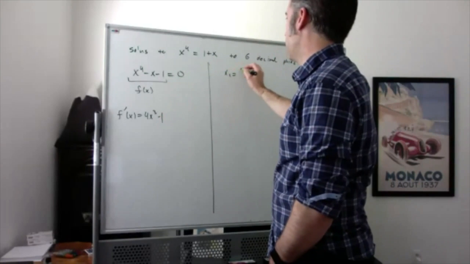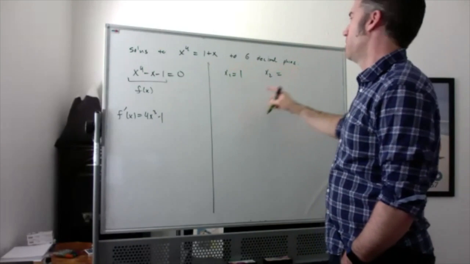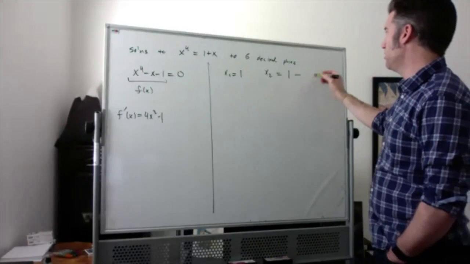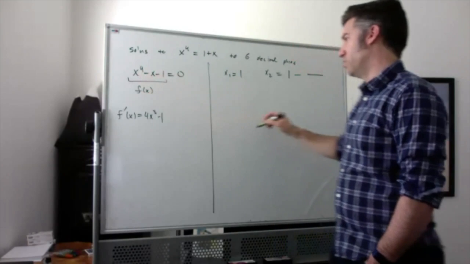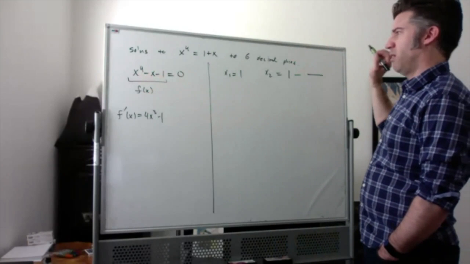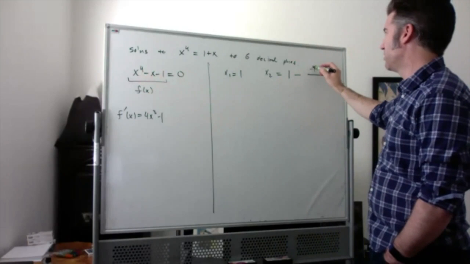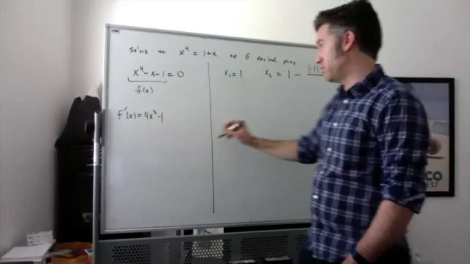So x1 is 1. x2 is x1 minus f of 1. f of 1 is 1 minus 1 minus 1, which is -1, right? Now I'm like, is it 1? Yeah, it's -1. Over f prime of 1, which is going to be 4 minus 1, which is 3.